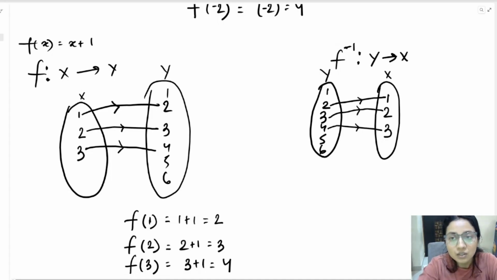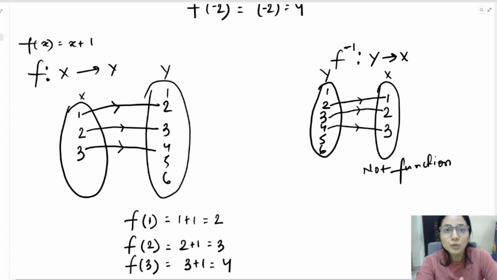Now here we can clearly see that for f inverse, each and every element of the domain set does not have its image in the codomain set. And again, this is not allowed in a function. That means if we have a function, it needs to be onto as well. That means the codomain set must be equal to the range. Then and only then you will be able to reverse that function and create f inverse of it.